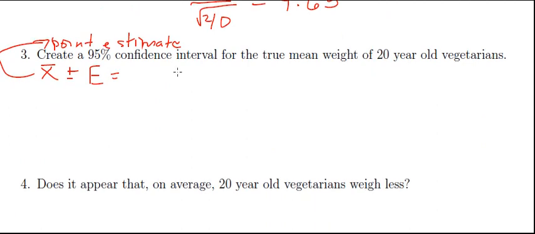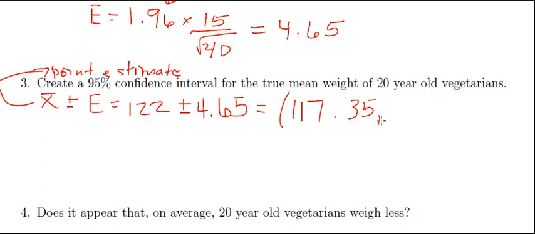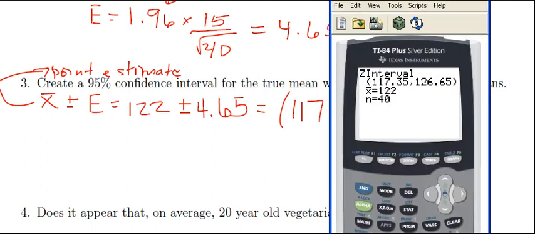So down here I just take 122 plus or minus the margin of error, and we just calculated the margin of error, so plus or minus 4.65. Alrighty, so this gives me an interval of 117.35 up to 126.65. And that's in pounds. Let's go ahead and do it on the calculator as well.